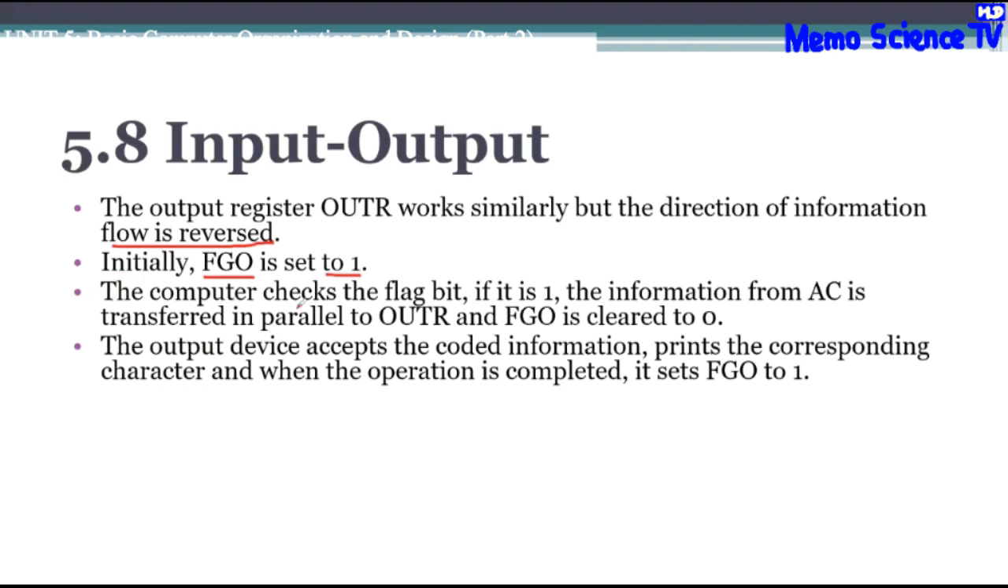The computer checks the flag bit. If it is 1, the information from accumulator is transferred in parallel to output register and output flag is cleared to 0.